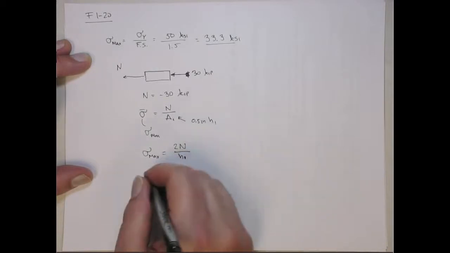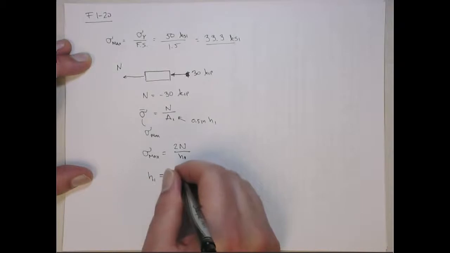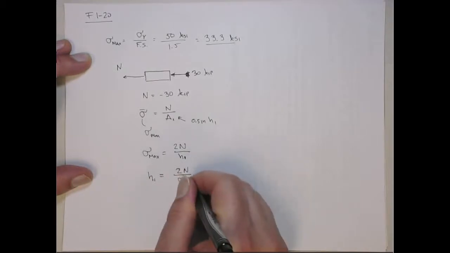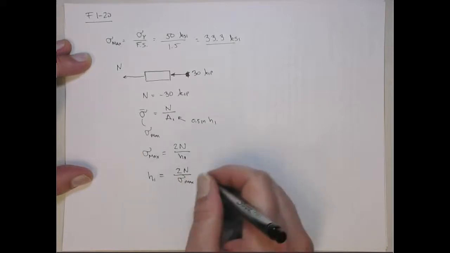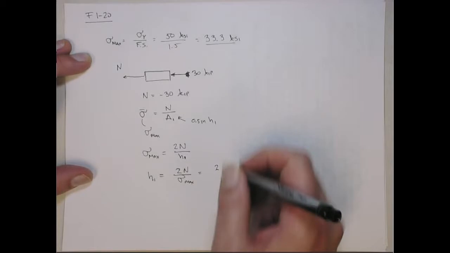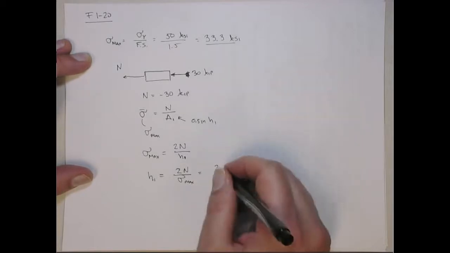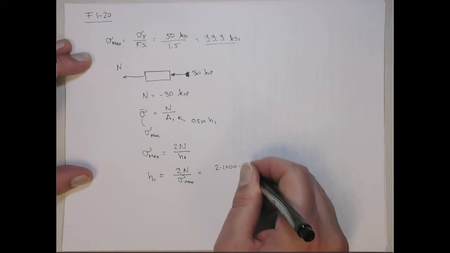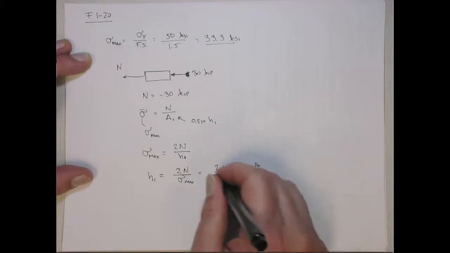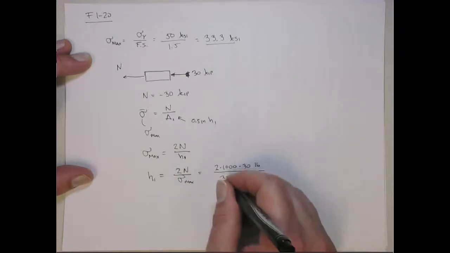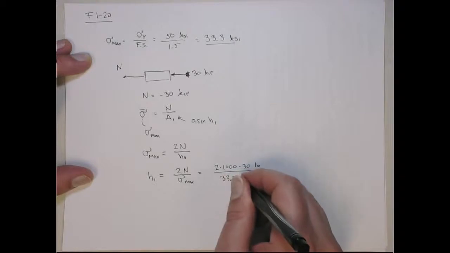And so solving for H1, I get H1 is equal to 2N over sigma max. Let's go all into fundamental units to make it easier. So this is 1,000 pounds. So it's 2 times 1,000 times 30, that's pounds, over the sigma max, which is 33.3.